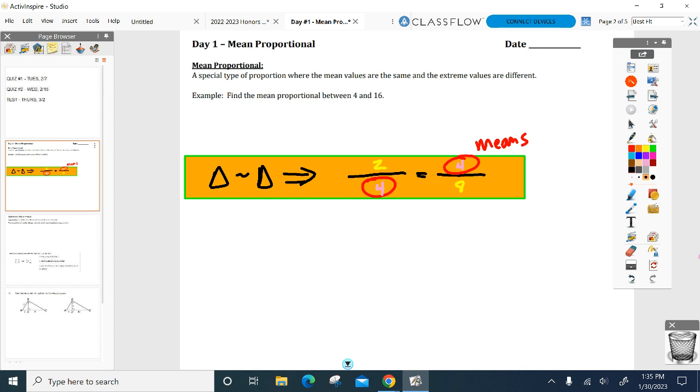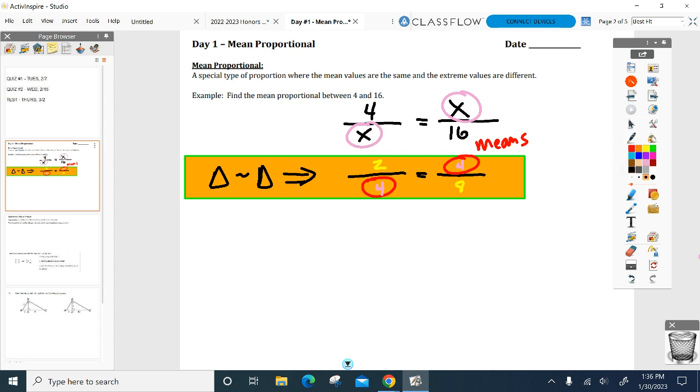Find the mean proportional between 4 and 16. All right, mean proportional. They're asking me to find those means that are exactly the same. I know it's a mean proportional, so the means are the same, and my extremes are different. In this case, the two extremes are 4 and 16. So they're asking you this: 4 times 16 gives you a value. Give me a number I can multiply by itself that gives me that 4 times 16. This is how we set it up using a mean proportional. Take a look again. The means are always the same in this.